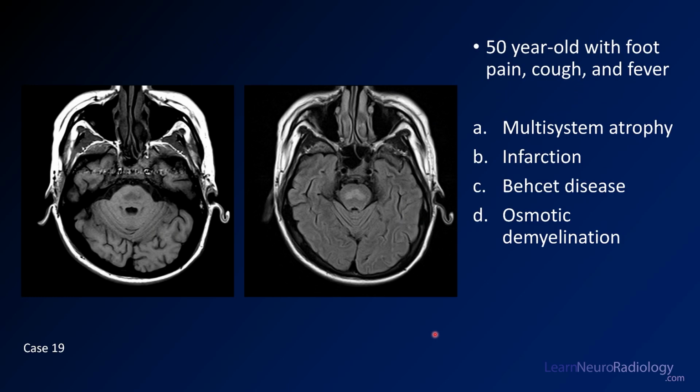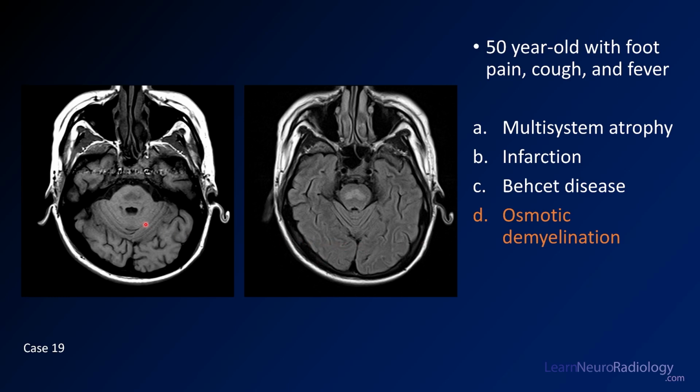Case number 19 is a 50-year-old with foot pain, cough, and fever. Have some images through the pons here. Got a T1 and a FLAIR. Choices are multisystem atrophy, infarction, Behçet's disease, or osmotic demyelination. This is a case of osmotic demyelination.